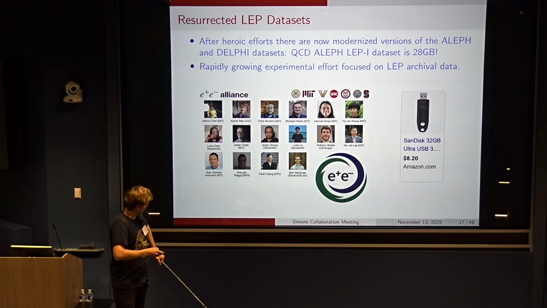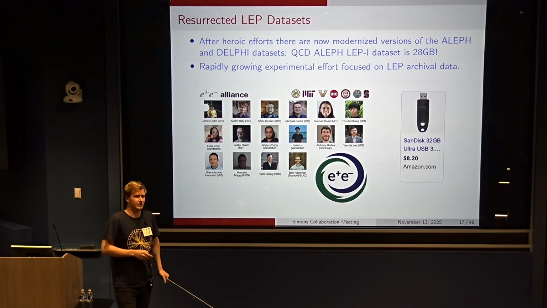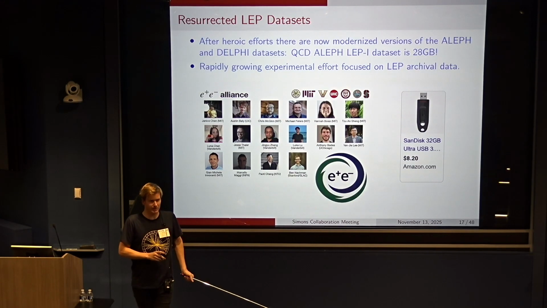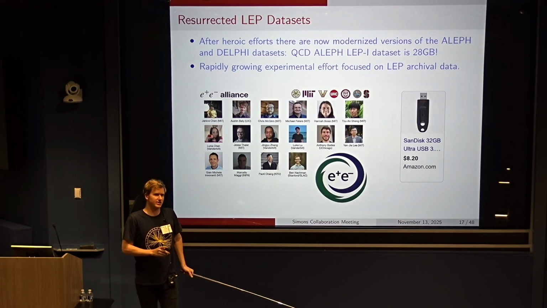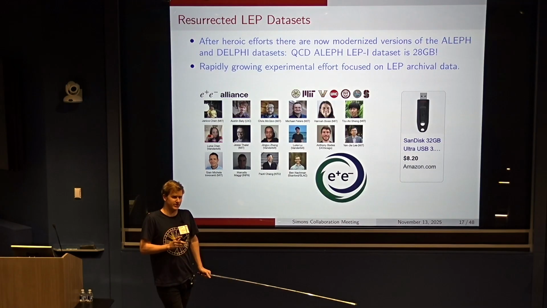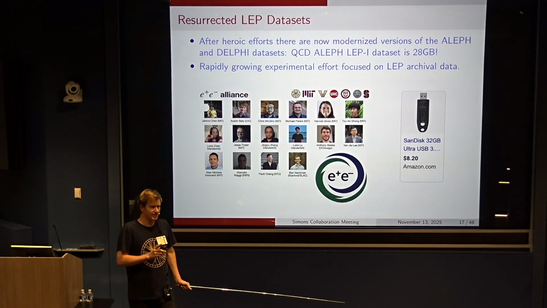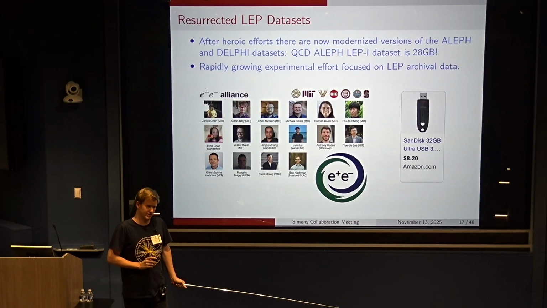So far it's only been done for LEP1. There is the data for LEP2, but it has not yet been analyzed because this is a little bit more complicated because you go above the WW threshold, and so this needs to be treated a little bit more carefully. But the data is there, it just has not been reanalyzed.